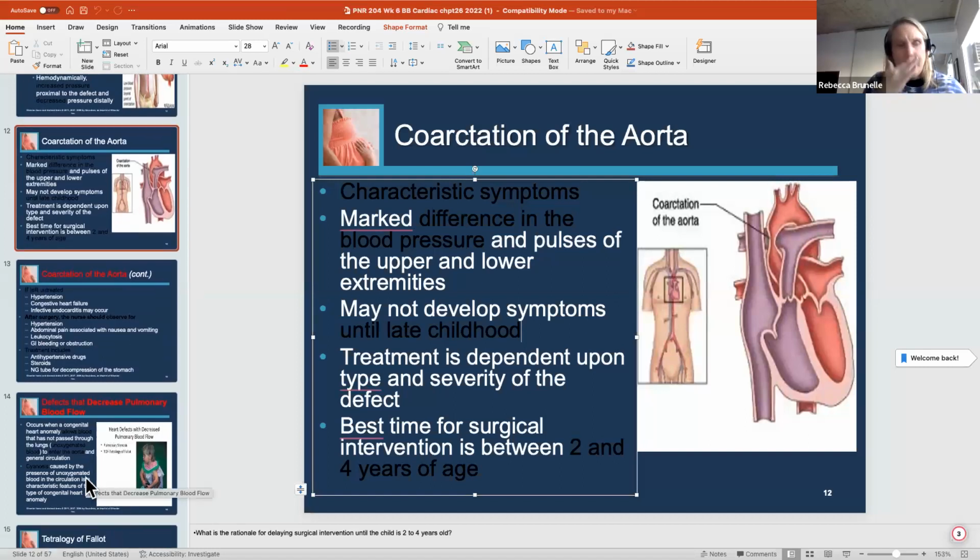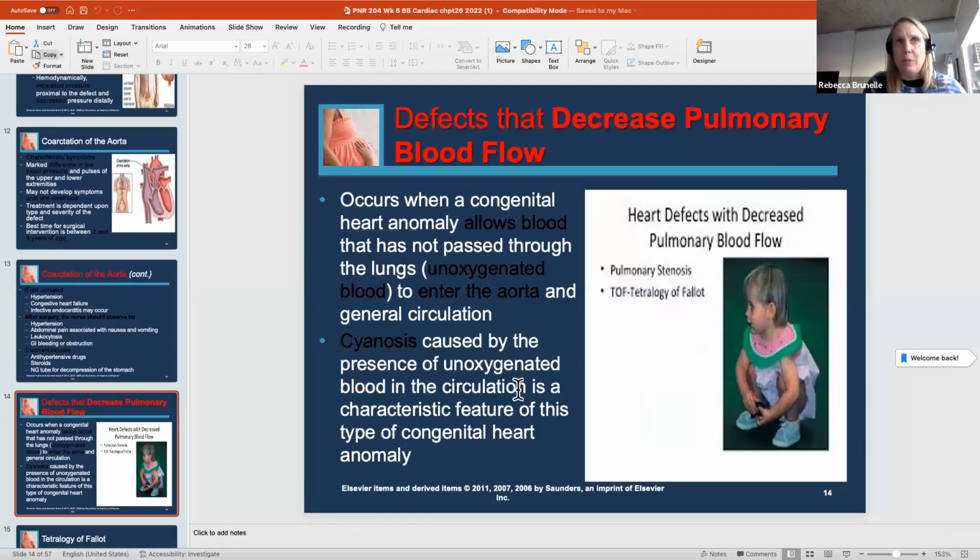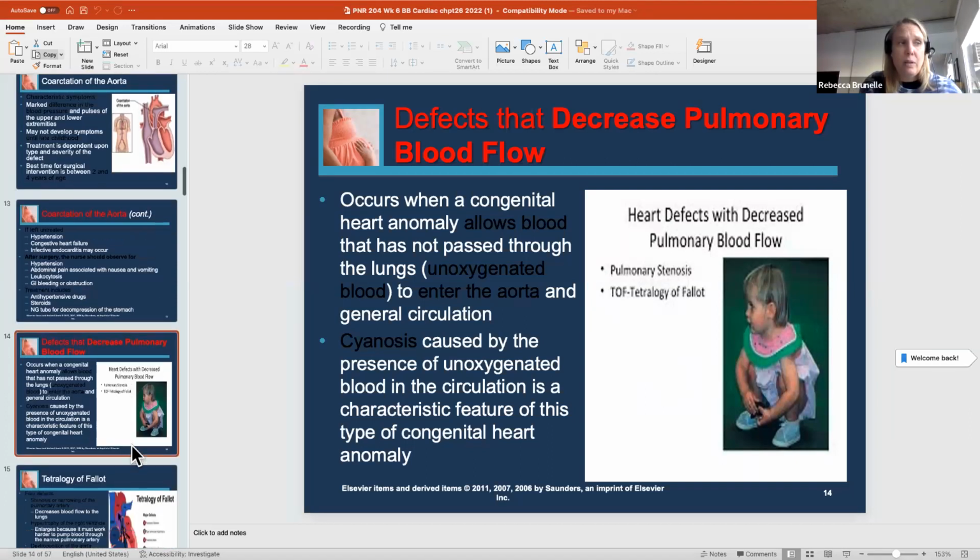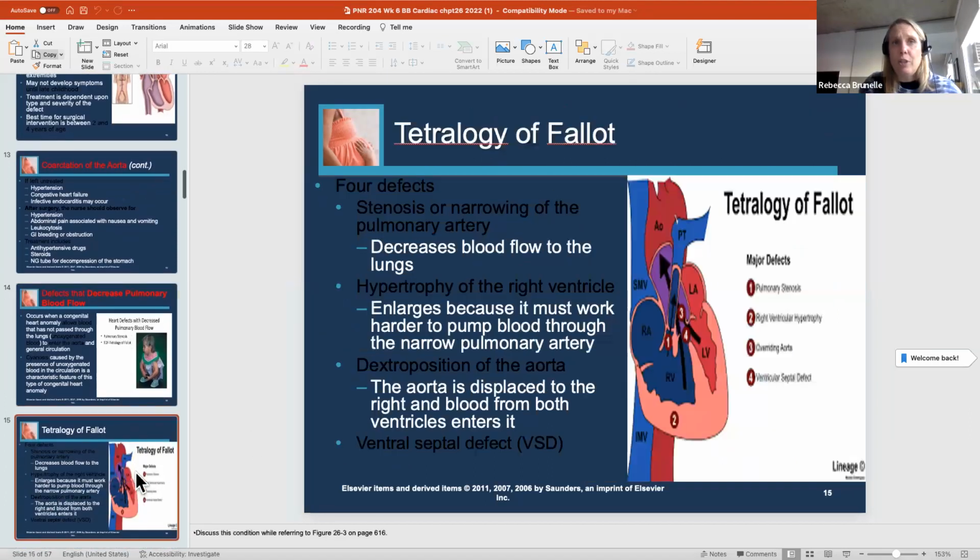So now we're going to move on to the decreased pulmonary blood flow, and bar none, the most common defect that causes decreased pulmonary blood flow is going to be your tetralogy of Fallot. And the tetralogy of Fallot is four things that have to be true. So tetra, think of 4. So there's pulmonary valve stenosis. So there's a problem getting blood out of the heart to the lungs.